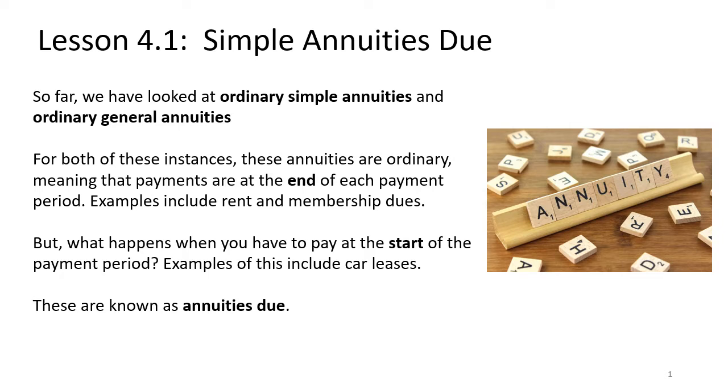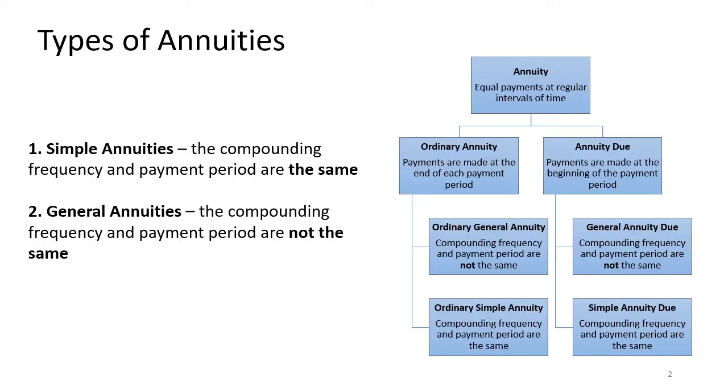So you remember a simple annuity is where the interest compounding frequency and payment frequency are the same. But an annuity due means that instead of paying at the end of the month, you pay at the beginning of the month. Like I said already, we've talked about ordinary annuities. So now in these next two lessons, we're going to talk about annuities due.